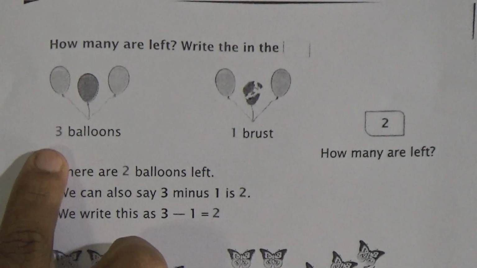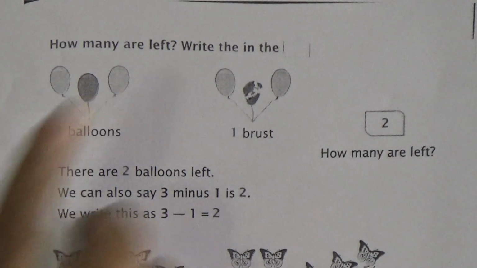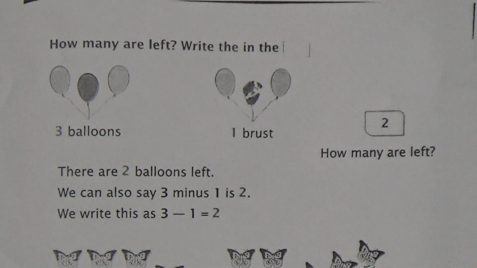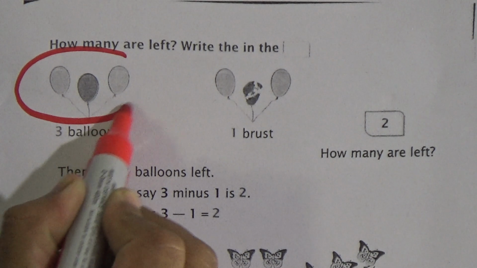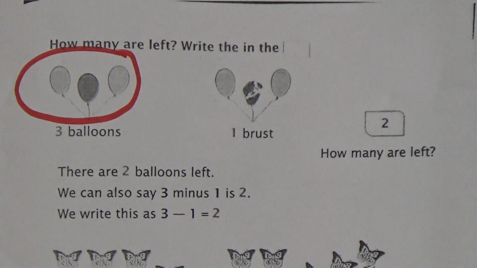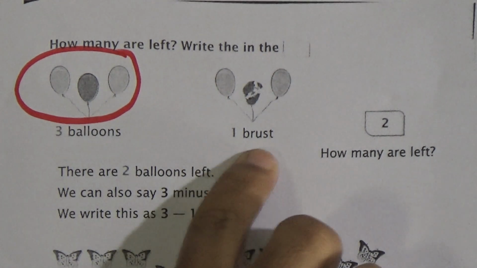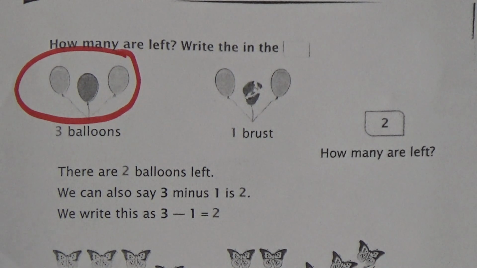There were 3 balloons. 1, 2, 3. Students, look at the picture. There are 1, 2, 3 balloons. In total, there are 3 balloons. From these 3 balloons, 1 is burst. That means 1 is destroyed. So we can cut 1.